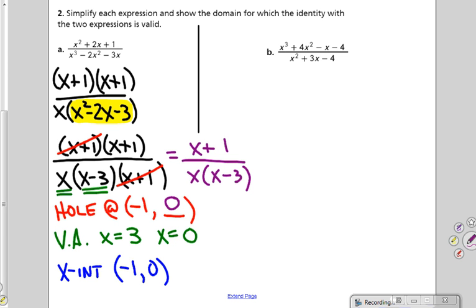So in this problem, it's just a coincidence that the hole in the graph is also the x-intercept of the graph. So technically, I guess this function wouldn't really have an x-intercept. That's the point at which the graph would just skip over. Okay?